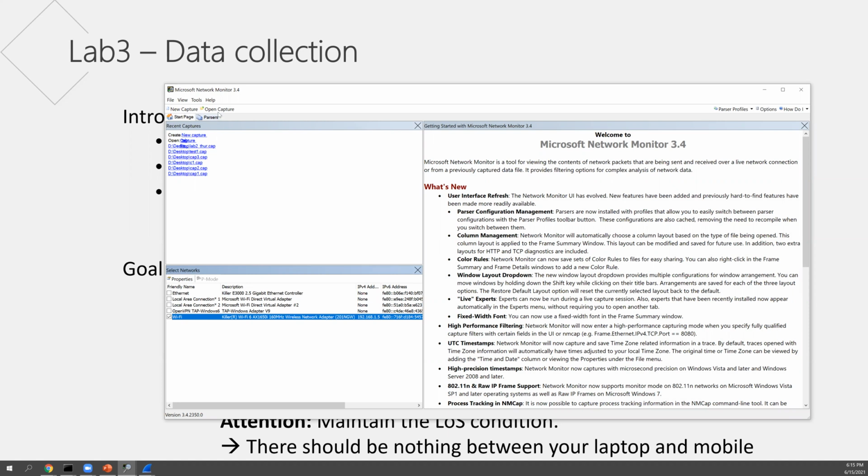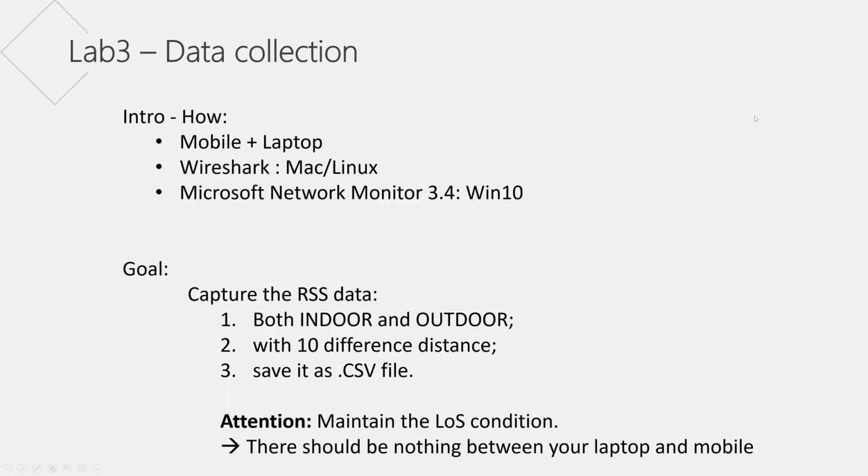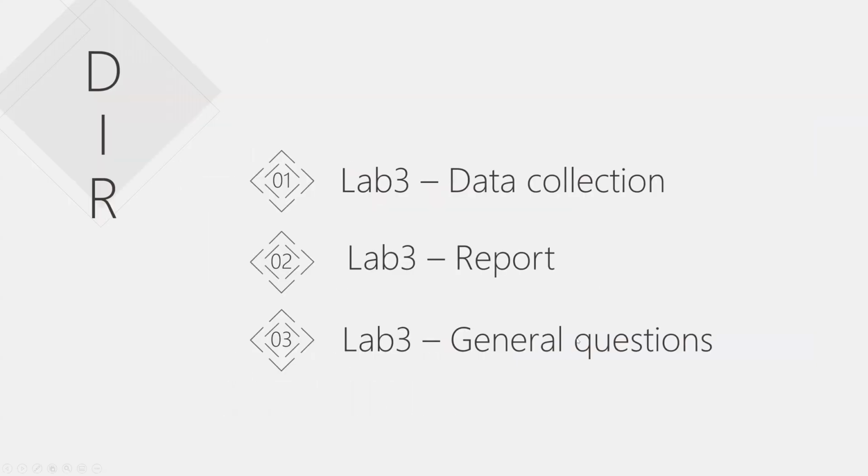But if you still have nothing here, like you create a new capture and there is still nothing here, and you can make sure your configuration is 100% correct, then you should consider buying a wireless adapter. We will talk about that later. I will give you some examples of USB wireless adapters, so you can consider buying one. We will talk about this kind of question in general questions. Is that okay? So let's move on to the second part about the report.